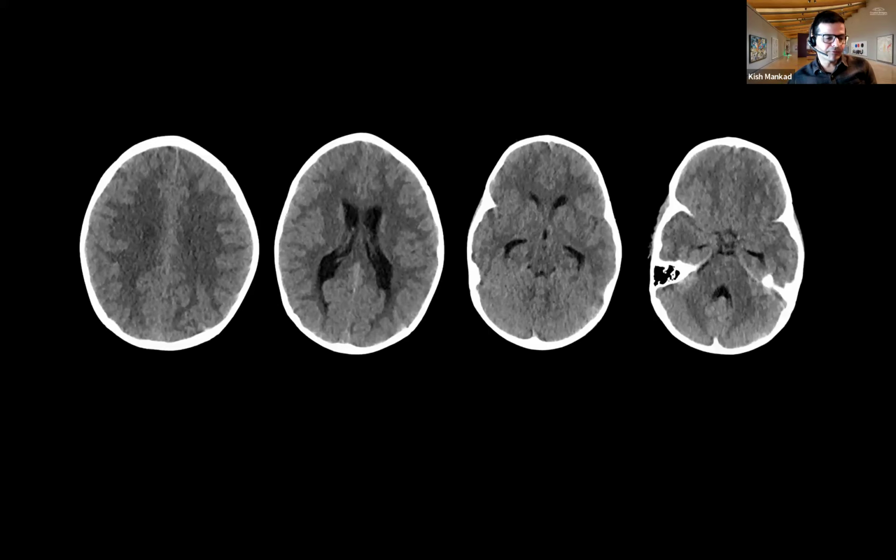Now, I think you all have this battle with your radiologists, and it's an international phenomenon, where the radiologist says, we don't need to do a scan to assess the safety of a lumbar puncture.